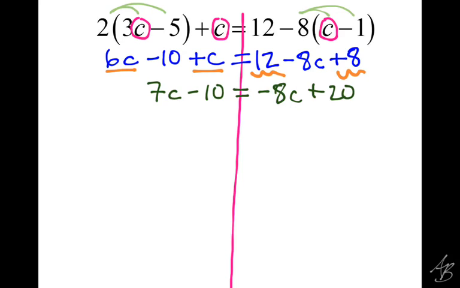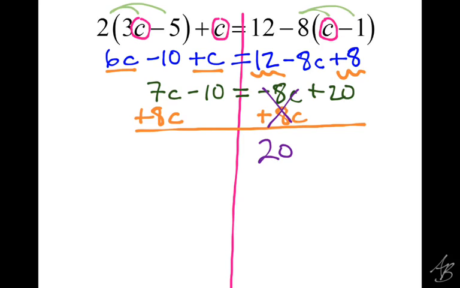All right, and how do we get rid of the negative 8c? We're going to add 8c to both sides. So we add 8c to each side. 8c's cancel on the right, leaving 20. On the left side, what's 7c plus 8c? 15c, and then bring down our minus 10.